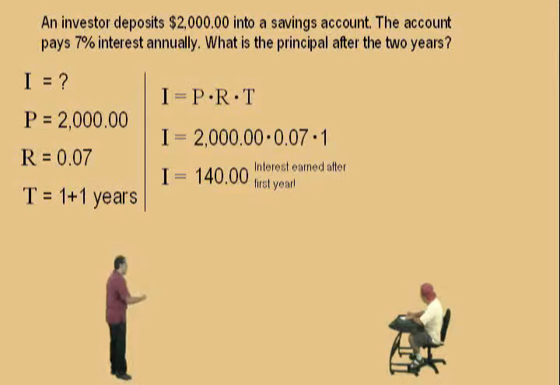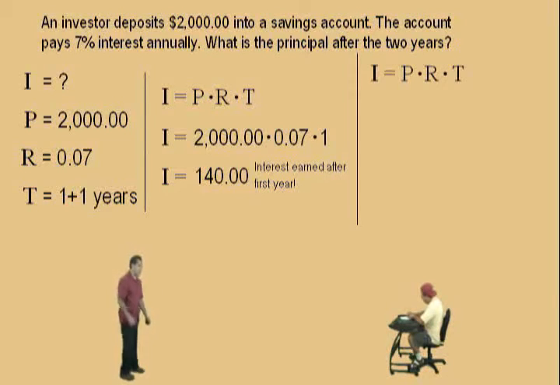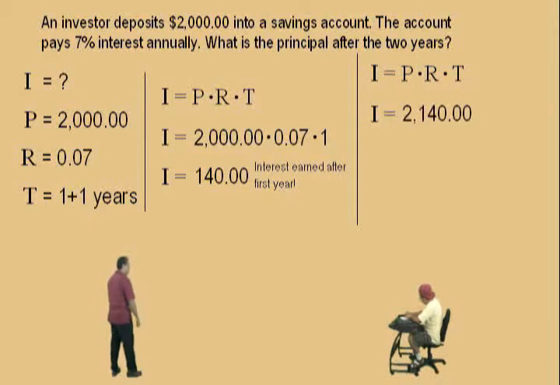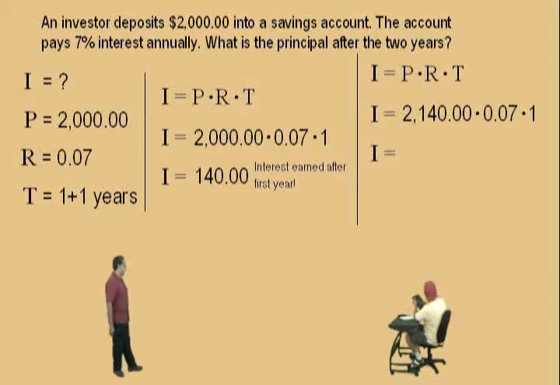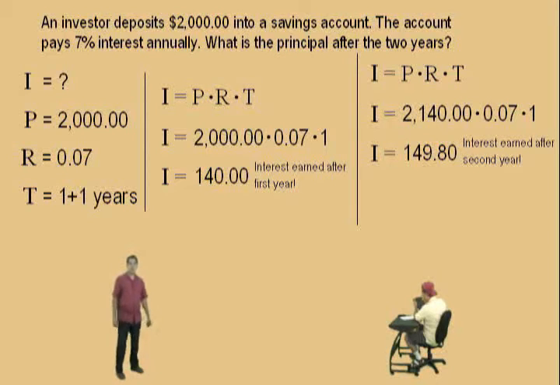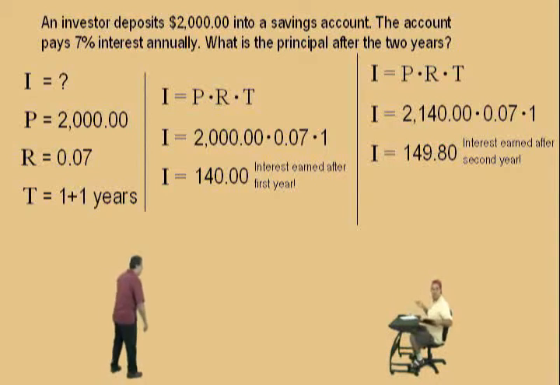So after the first year, Charlie, what is the principal? $2,140. Very nice there. So let's do the calculation for the second year. I equals PRT. Our new principal is what, Charlie? $2,140. Very nice. Our rate is 0.07 and our time is 1 year. This is for the second year. Okay, Charlie, so our earned interest is what? What's that product? $149.80. Very nice there, Charlie, $149.80. So now, this is the interest earned for the second year.